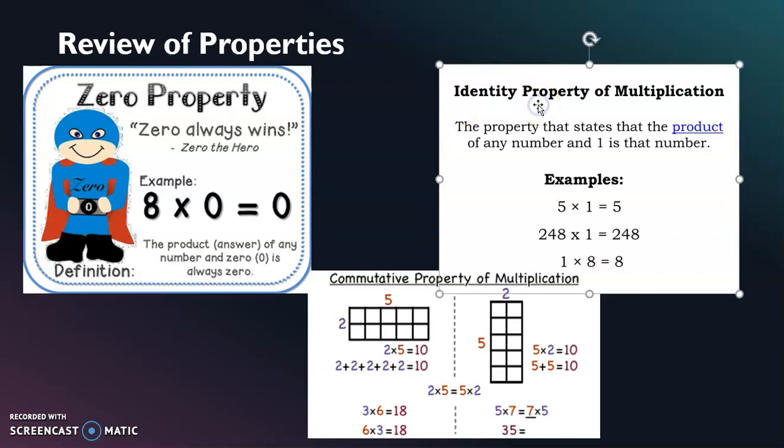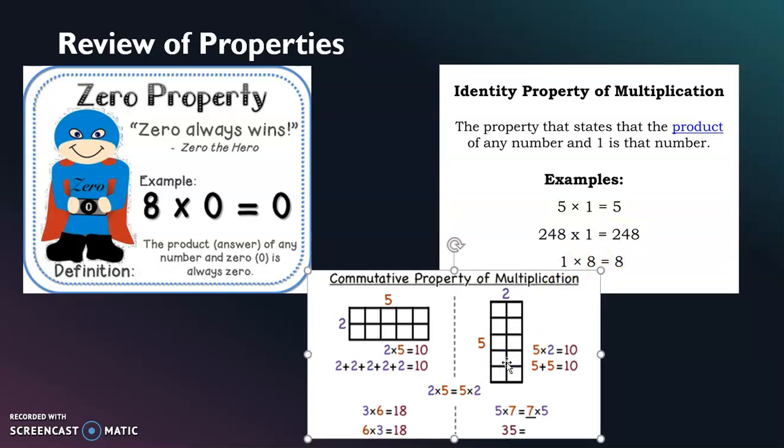The identity property of multiplication states that the product of any number and 1 is that other number. So 5 times 1, 5 is multiplied by 1 here, so that means that the answer will be 5. So 248 times 1 would equal 248. 1 times 8 equals 8. So it's whatever the other number is.